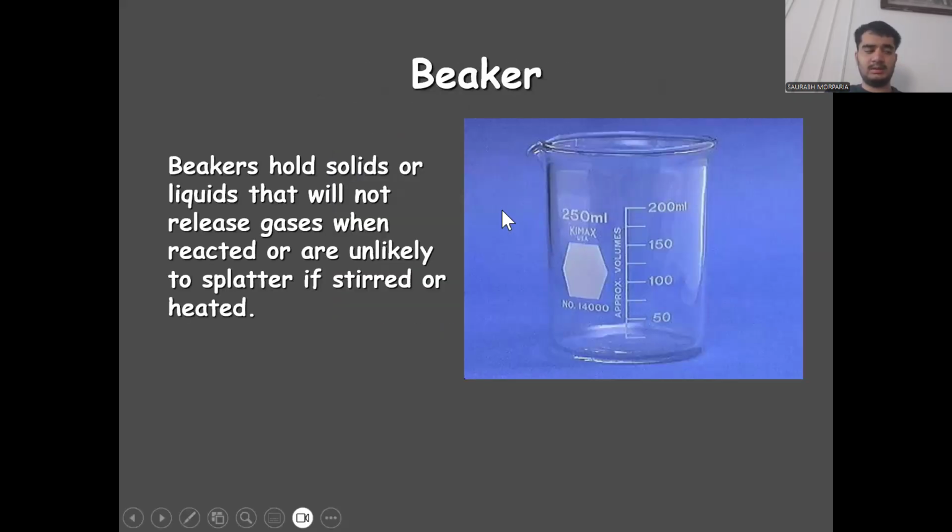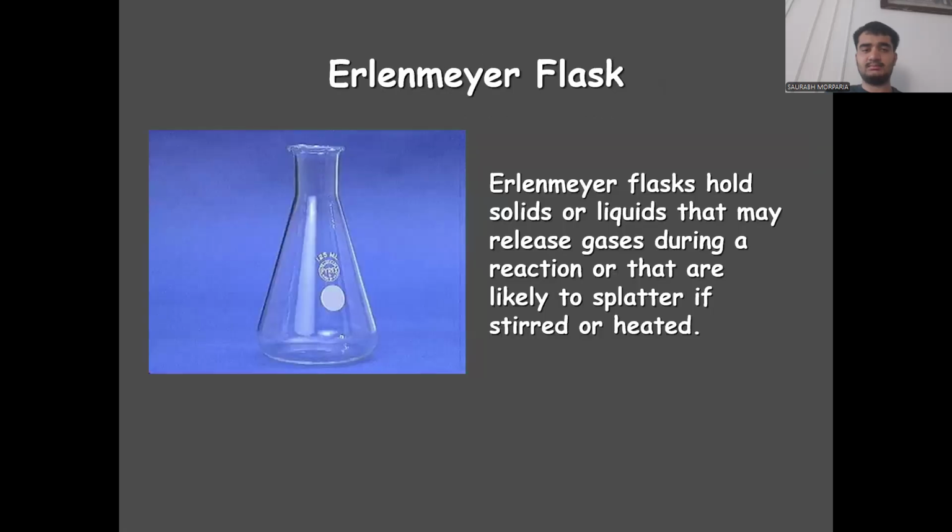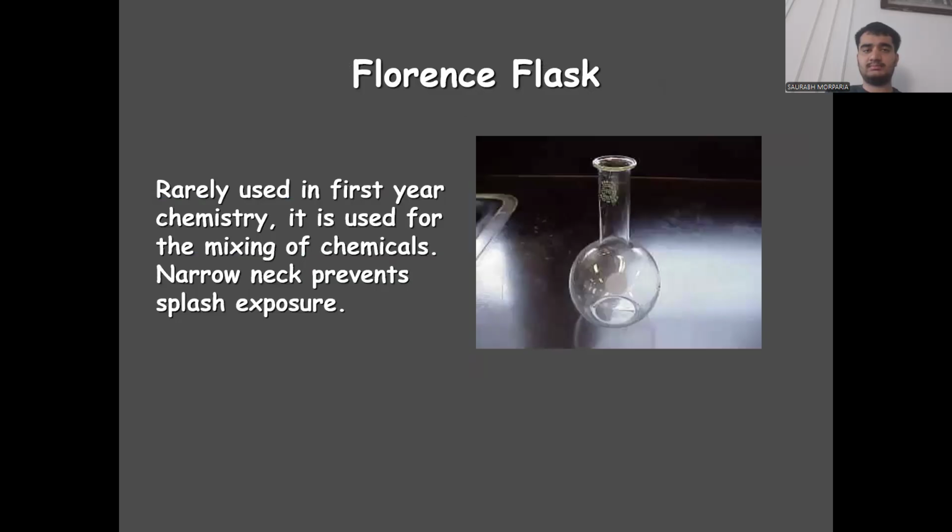Beaker. A beaker is the one which holds solid or liquid that will not react violently or are unlikely to splatter if stirred or heated. Erlenmeyer flask or conical flask. An Erlenmeyer flask holds solid or liquid that may release gases during a reaction or that are likely to splatter if stirred or heated.